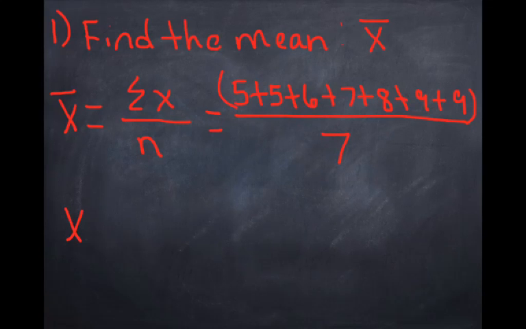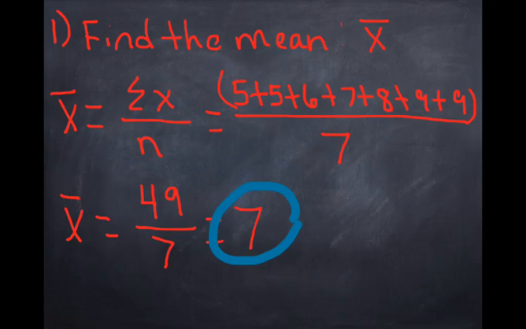So X bar is equal to the sum of those values, which is 49. And so you have 49 divided by 7, which is 7. Our mean X bar is equal to 7. And so we're going to use this mean in finding the standard deviation.